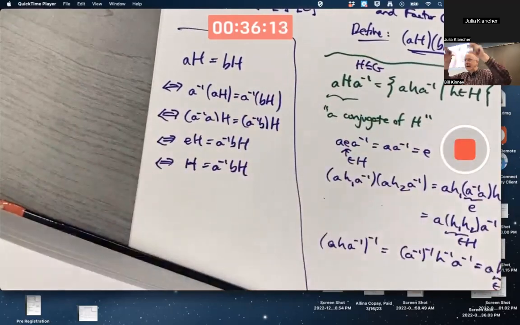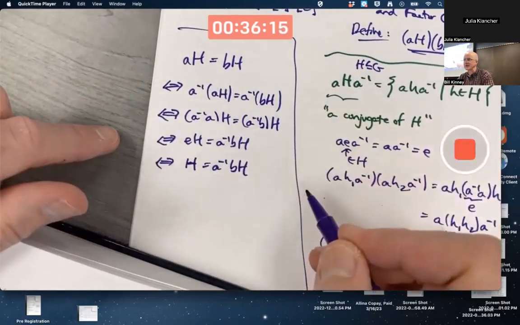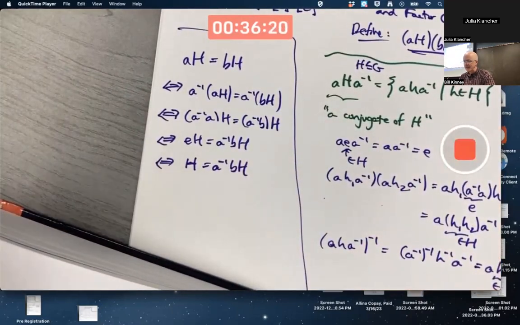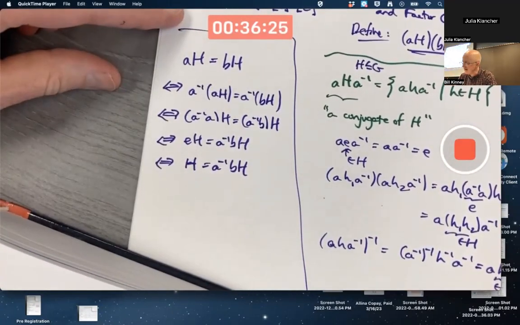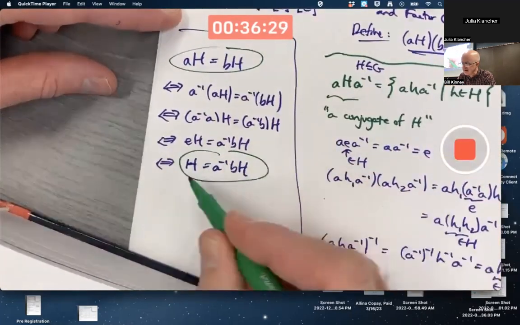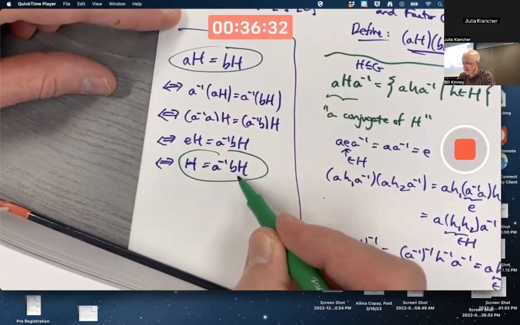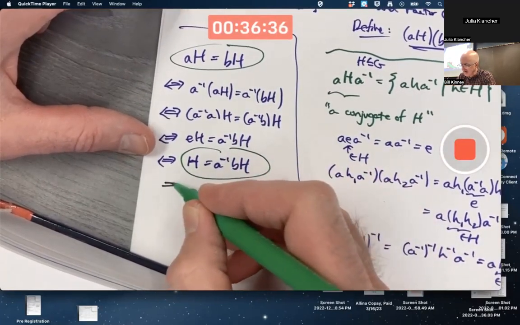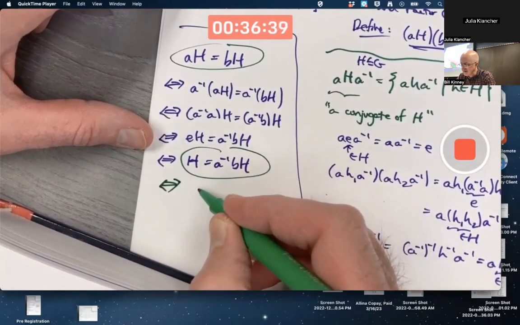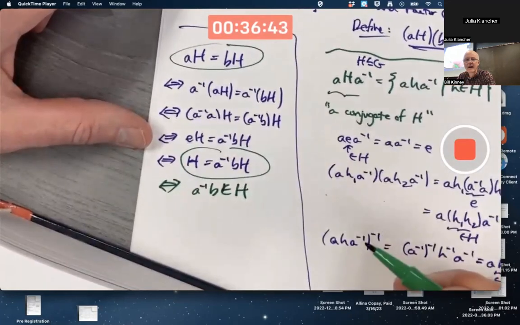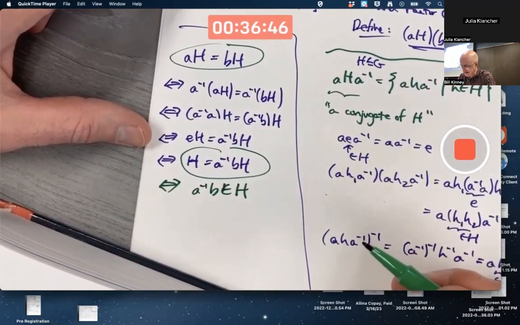This is a kind of hand-wavy calculation, I'm not being really rigorous here. I'm just sort of saying, let's pretend these kinds of calculations make sense. They are saying ultimately that the equality of these left cosets must be equivalent to the equality of H with this left coset. And that is equivalent to A inverse B being in H, which is what property 6 says.